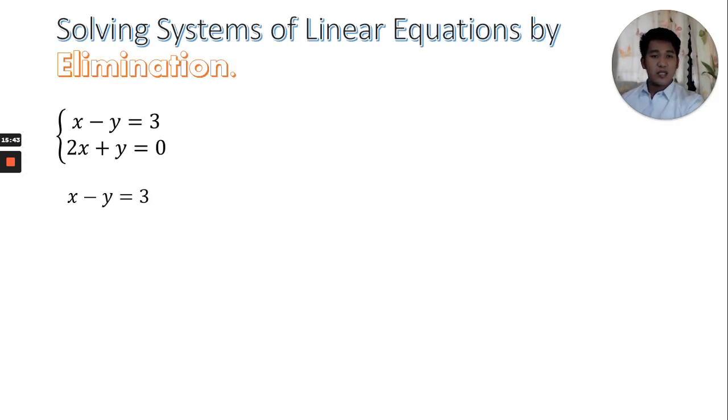X minus y equals 3 with the like term. So, katapat ni x si x. Y, katapat niya si y. Constant, katapat niya si constant. Okay?